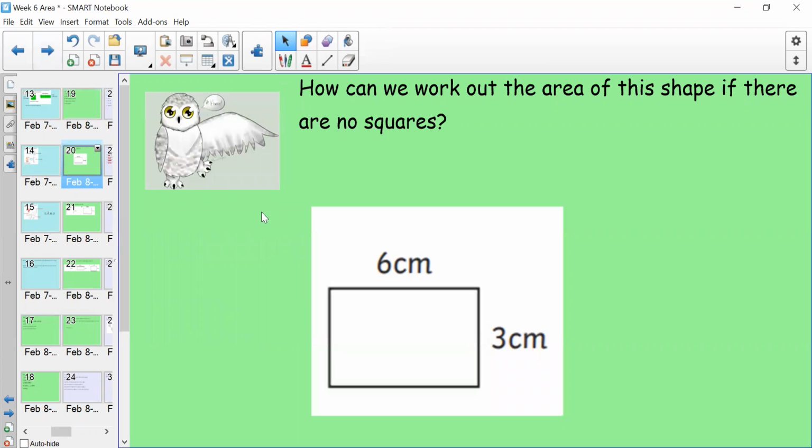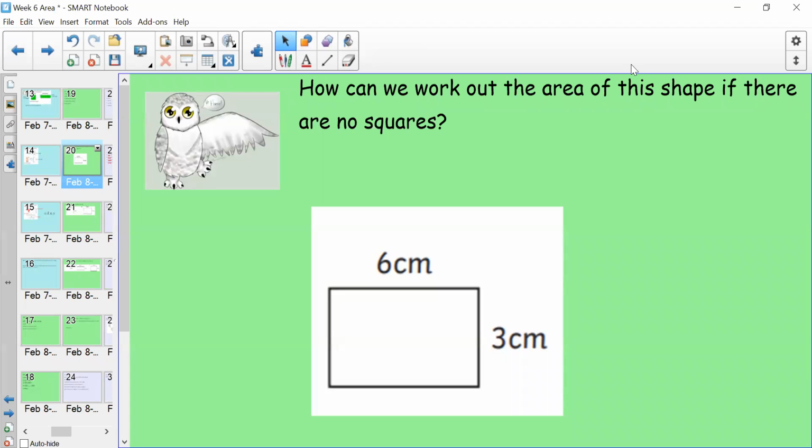Okay, so our big question today: how can we work out the area of this shape if there are no squares? So we've been looking at calculating the area by counting the squares. So we've been doing that the whole of this week and last week. But now I'm going to give you a shape that does not have any squares. So how do you think that this will be calculated to find the area? So pause the video and have a think and see if you can work it out.